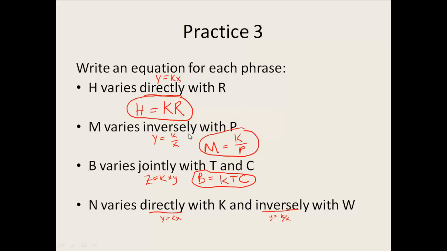Okay, for the second one, m varies inversely with p. You should have started with your inverse variation equation and then replaced your x's and your y's with your p's and your m's. Third one, the joint variation. You should have started with z equals kxy, which is our joint variation equation, and then replaced it with your b's, your t's, and your c's.